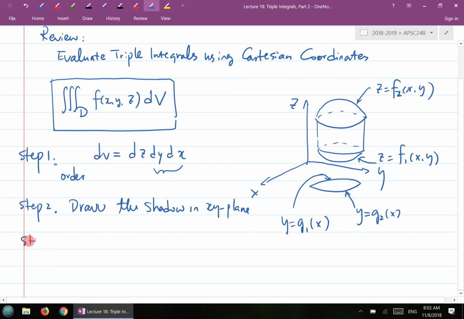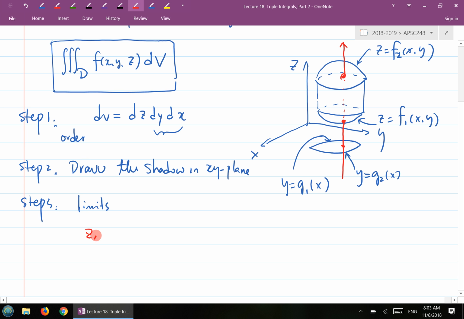Then step number 3 is to decide on the integral limits. As we learned in the previous lecture, how you design the limits is to pick a point inside the shadow and then draw an arrow line in the positive z-axis direction. Your first contact gives you the z min. The second contact gives you z max.